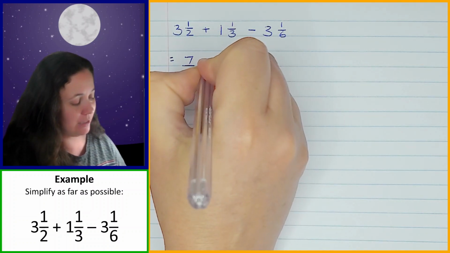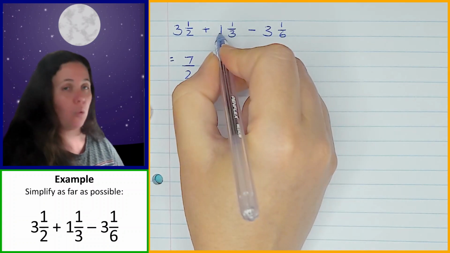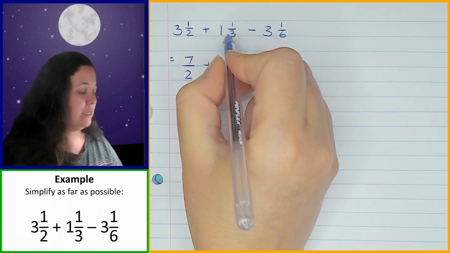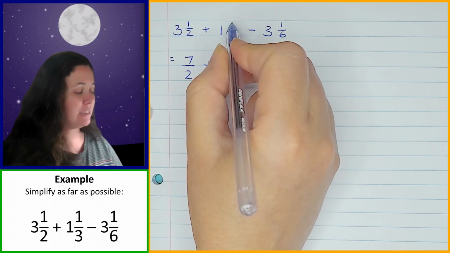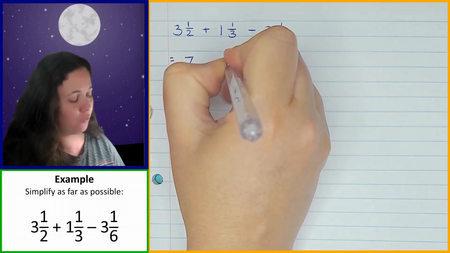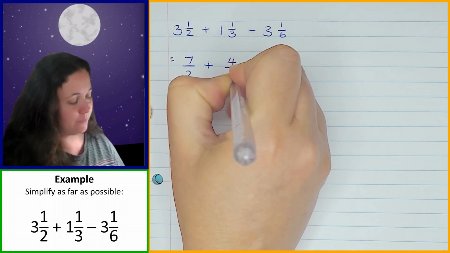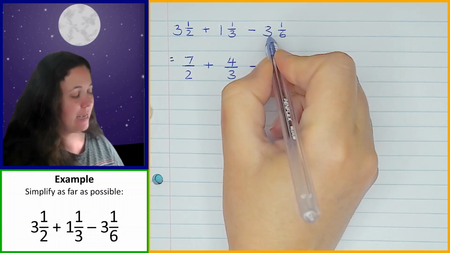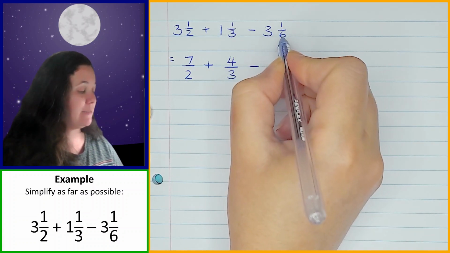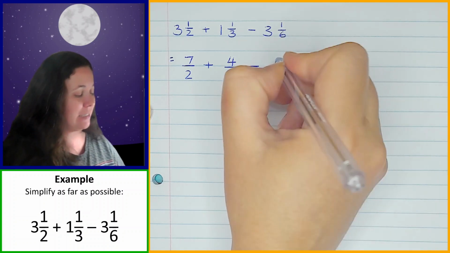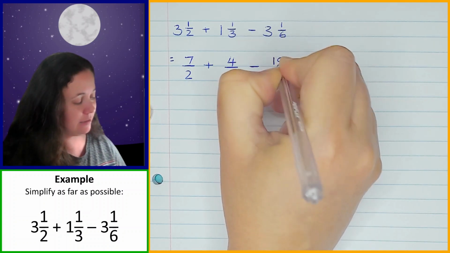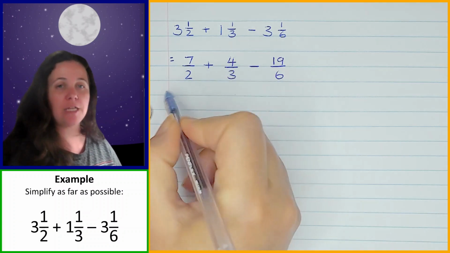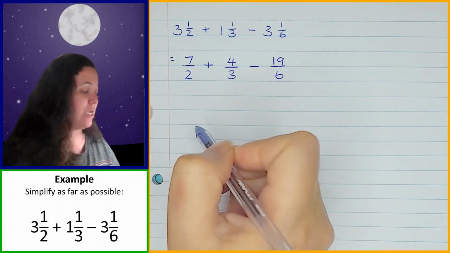Then I've got plus, then I do the same thing with the next fraction. So 1 times 3 is 3 plus 1, and that gives me 4. So it's 4 over 3, and then minus, then 3 times 6 is 18, plus 1 is 19. So that's going to be 19 over 6. So that's what I have once I've changed everything to improper fractions.